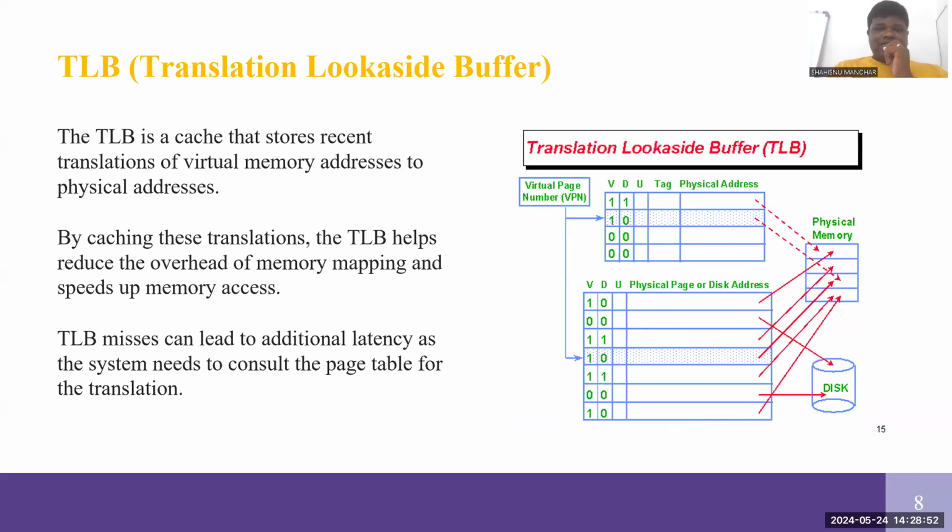TLB, translation lookaside buffer. The TLB is a cache that stores recent translations of virtual memory addresses to physical addresses. By caching these translations, the TLB helps to reduce the overhead of memory mapping and speeds up memory access. TLB misses can lead to additional latency as the system needs to consult the page table for translation.